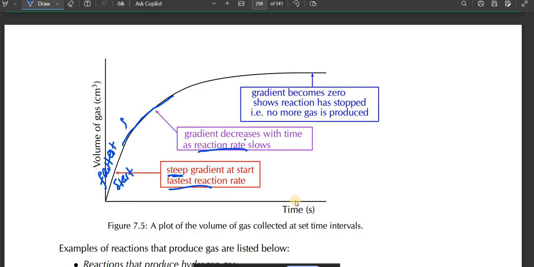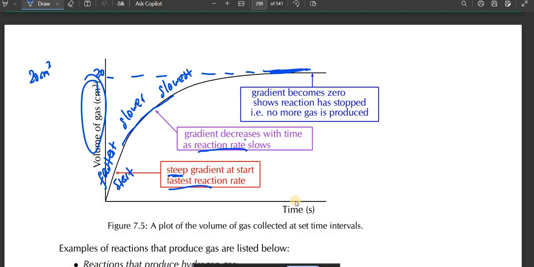fastest, and then it's now slower, slowest, and then here it's no more increasing. The volume of gas is no more increasing. It is stuck at one point. If it is 20 here, it is stuck at 20 centimeter cubed.